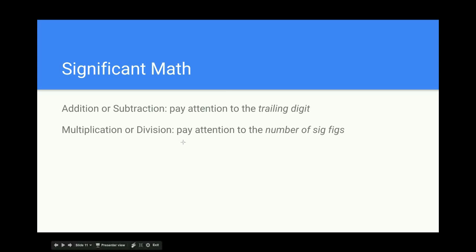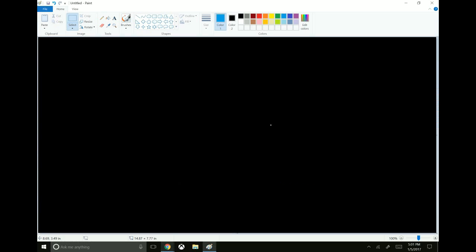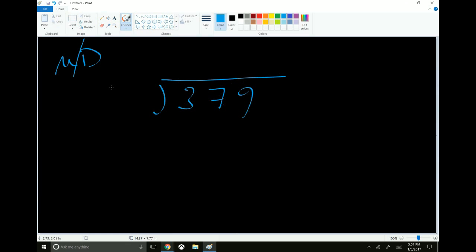Now, multiplication and division, as you see here, it doesn't care about the trailing, it's just the total number of significant figures. Okay. So, for multiplication and division, let's say 379 divided by 4.0. This number, 4.0, has a trailing 0 after the decimal place, so it has 2 sig figs. 379 has 3 sig figs. Your answer is going to have the lesser number of sig figs, so your answer is going to have only 2 significant figures.